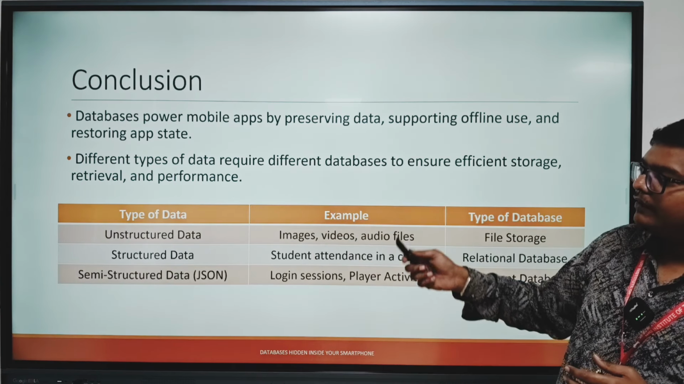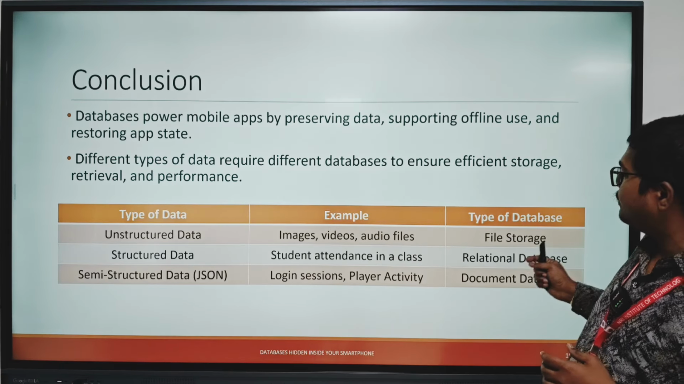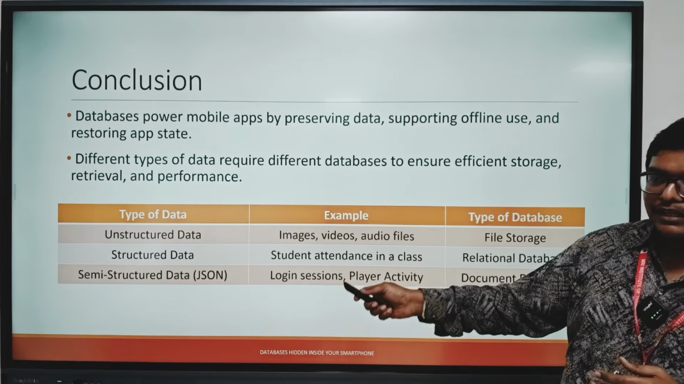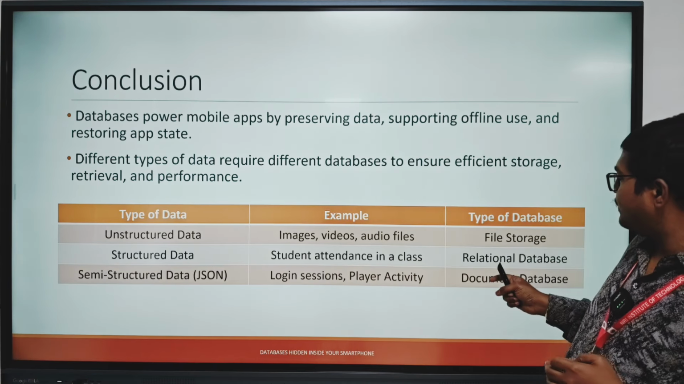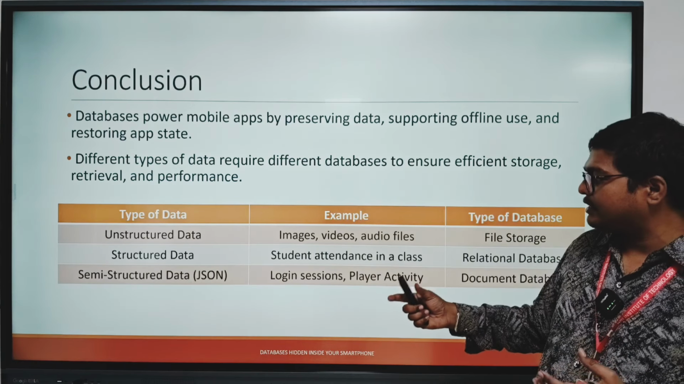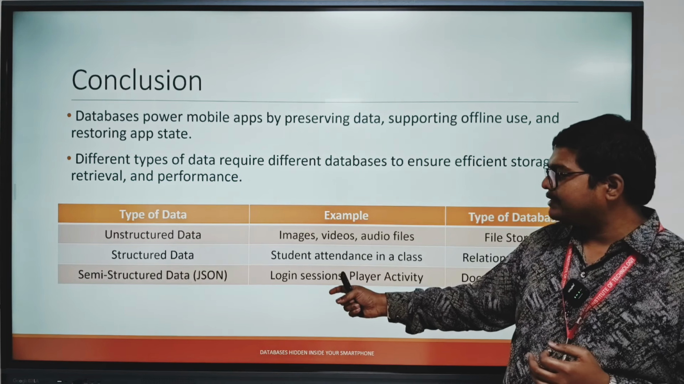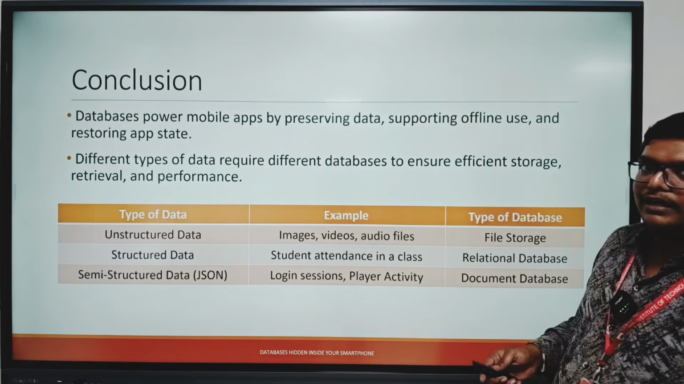Depending on the type of data, for example, for unstructured data, which can be images, videos, audio files, we use file storage. For structured data, for example student attendance in a class, we use a relational database. And for semi-structured data, for example data in JSON format, which can be login sessions or player activity, we use a document database.